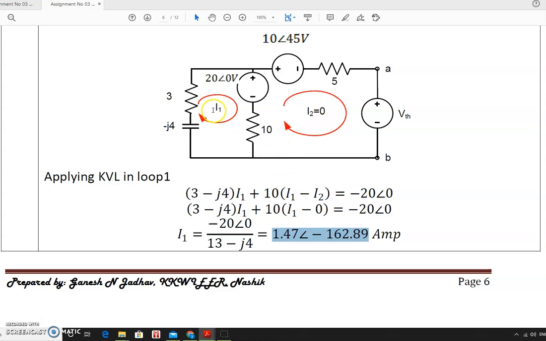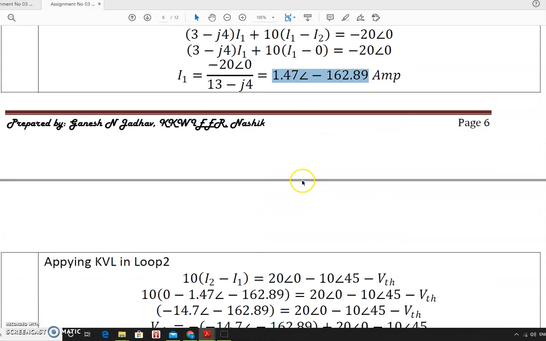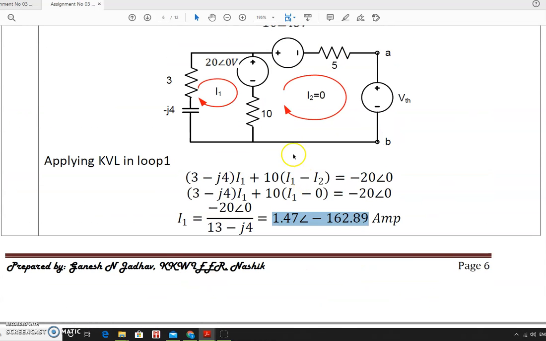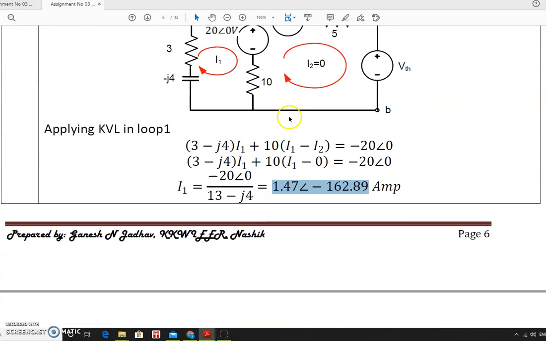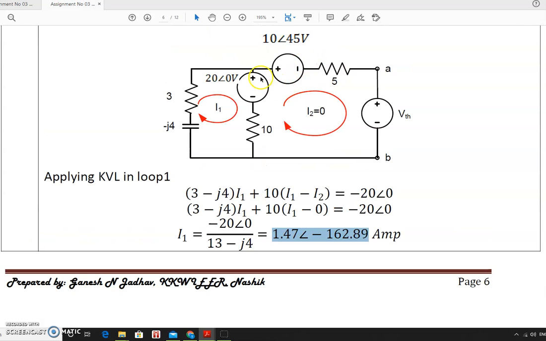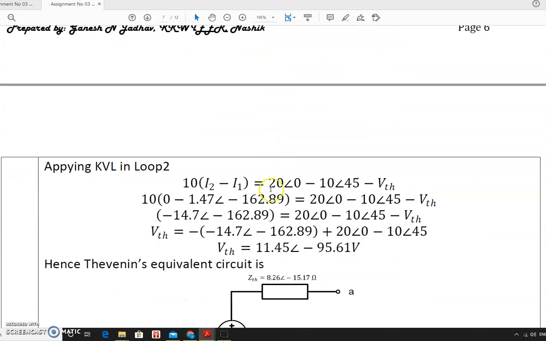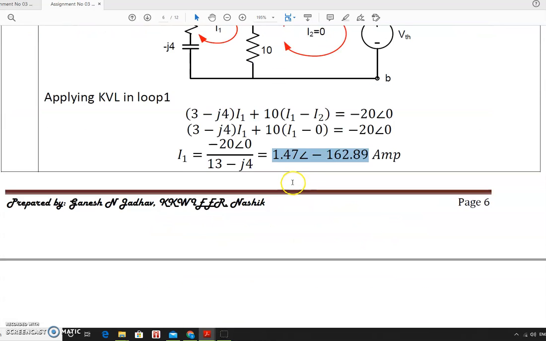Okay, once the I1 current is determined, now applying the KVL in the second loop. So if we apply the KVL into the second loop, 10. So what is the current flowing through this 10? It is I2 minus I1. 10 times I2 minus I1 is equal to, what is the current flowing through this? The current flowing through this is equal to 20 at an angle of 0.